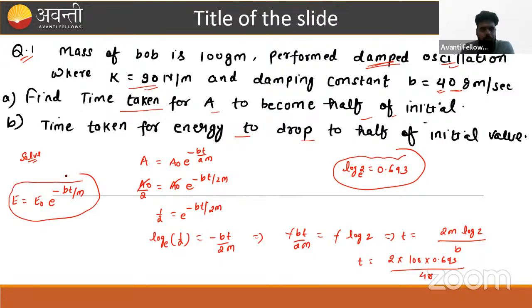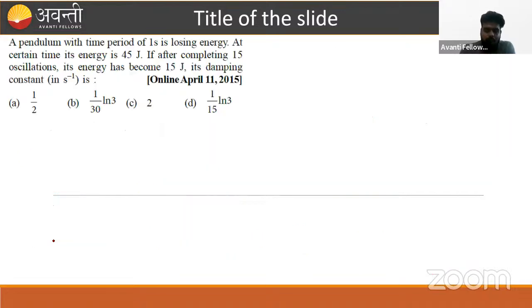What is the difference between these two formulas? Here it is Bt upon 2m, and here only Bt upon m. So we just put E equal to E naught by 2 and solve the problem. You will get the answer, and in this case this time will equal 0.693. Okay, so I think you can solve this problem on your own. And this is a homework problem for you guys.